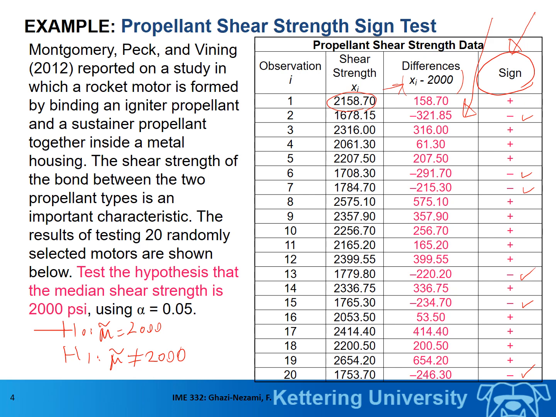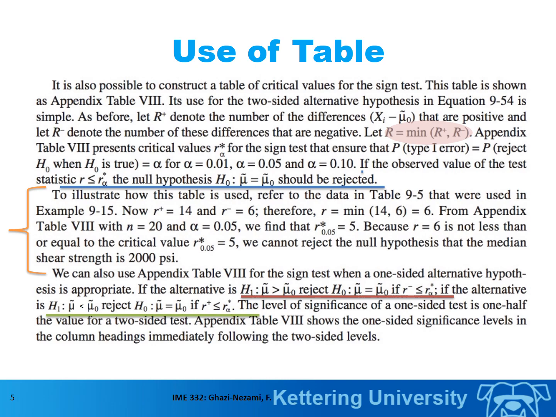Now, how can I use these numbers of positive and negative differences? If I have a two-sided test like the example that we are solving, I need to calculate R, which is the minimum of the number of positive differences and negative differences. If that value is less than a threshold, I will reject the null hypothesis. Otherwise, I will fail to reject the null hypothesis.